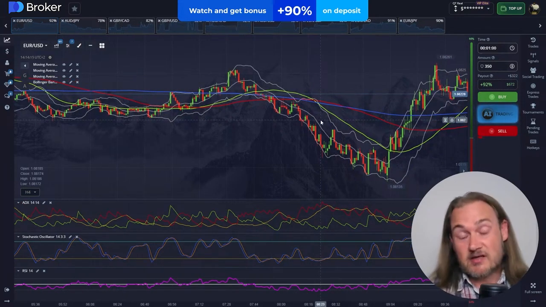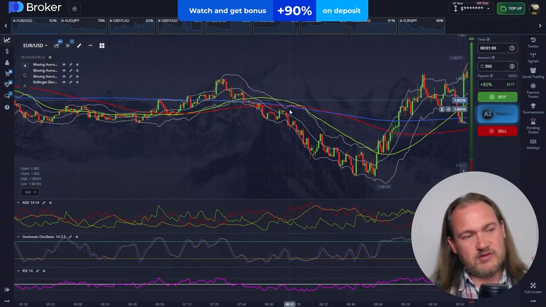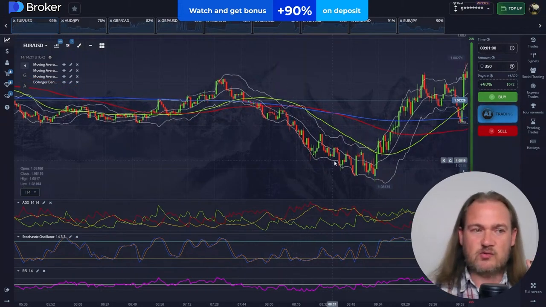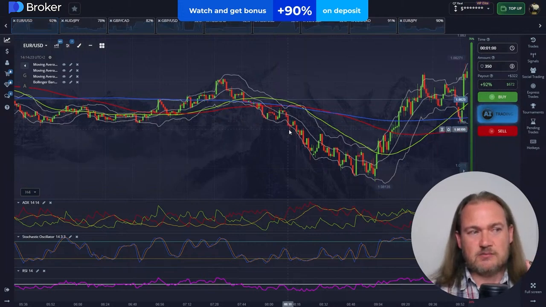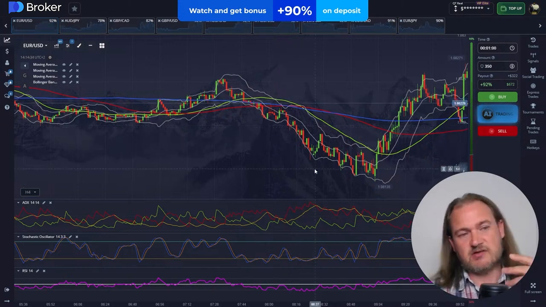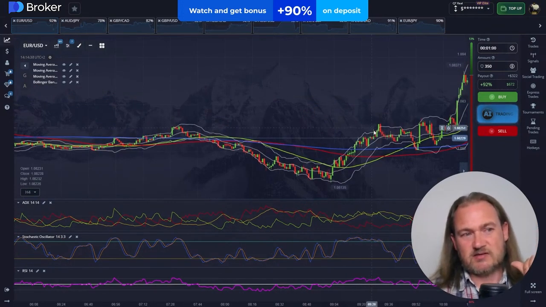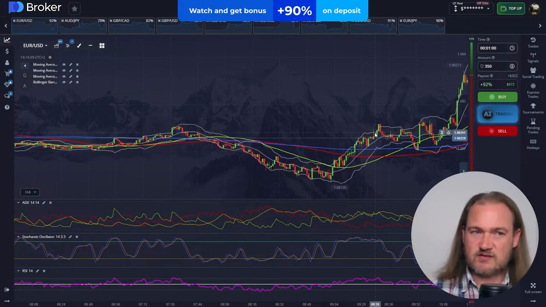low probability trades is when your Bollinger Bands are running below the moving averages. I would not consider taking buy trades when they get outside of the lower Bollinger Band, and the same goes if it's running above. I won't consider taking sell trades just because the price is outside of the Bollinger Bands.